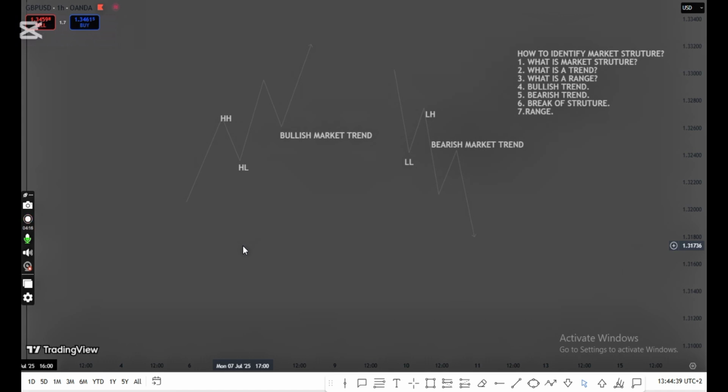So that philosophy applies the same way when we are speaking of a ranging market, right? Price is just moving sideways. It is not making any direction whatsoever. So we tend to see a lot of this whenever we trade the live markets, right?